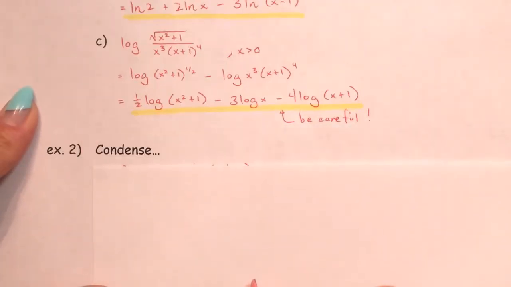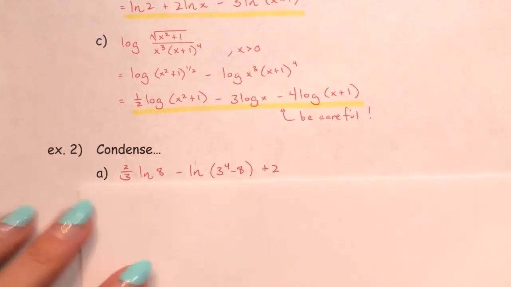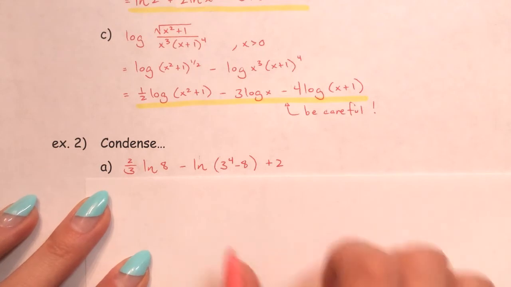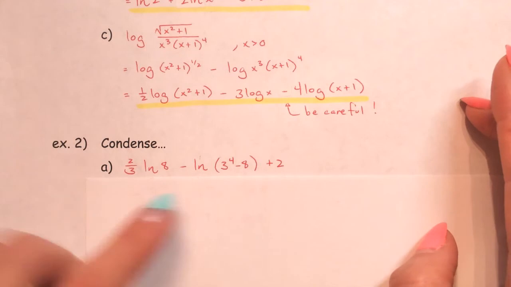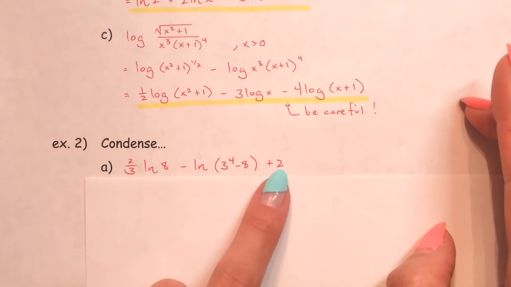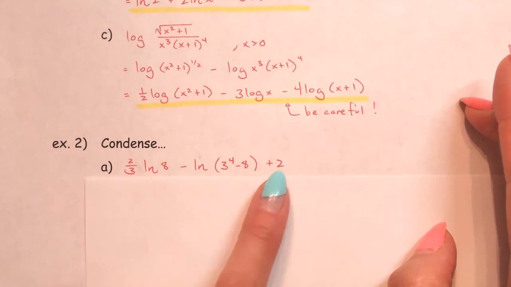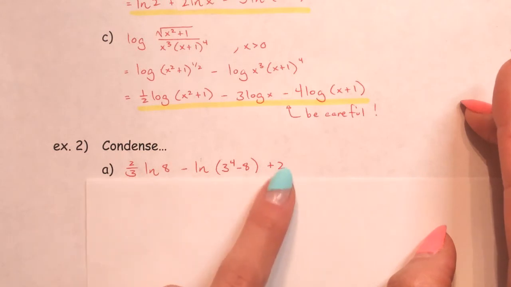Okay, let's try condensing. I think there's two condensing. So here's the first one. I love condensing. I love asking you condensing questions, really, I'll be honest, because I like doing this to you. So notice how this one does not have a log with it, right? You have to make it into a log. And because these are natural logs, we have to make this into a natural log.